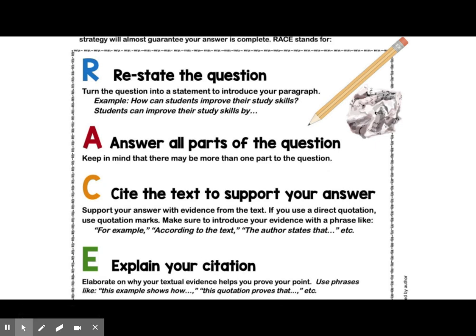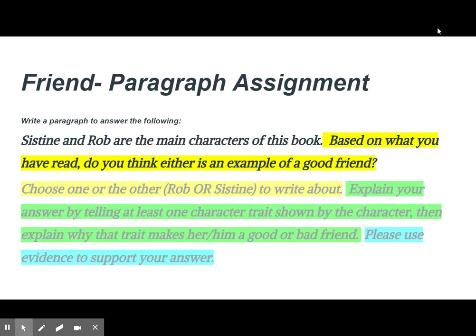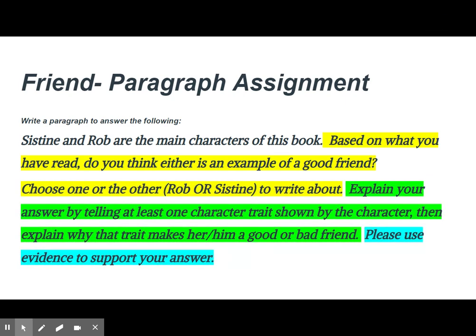Today, I'm going to ask you to answer a question about The Tiger Rising. It's called the friend paragraph assignment. The directions go like this. Write a paragraph to answer the following. Sistine and Rob are the main characters of this book. Based on what you have read, do you think either is an example of a good friend? Choose one or the other, Rob or Sistine, to write about. So this first part in yellow, that's your main question.